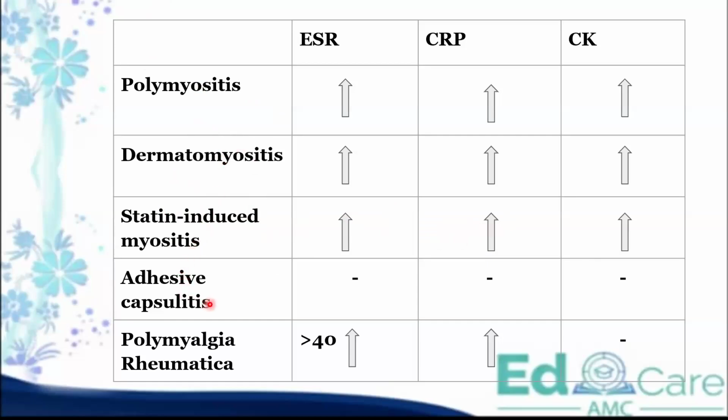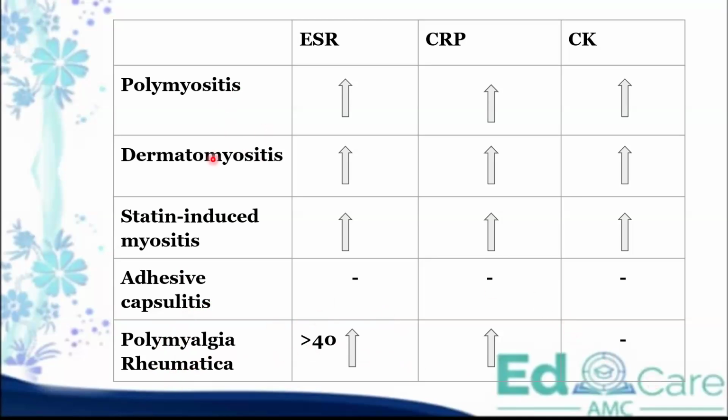Adhesive capsulitis, we'll do it next. That has no changes on the investigations. And in polymyalgia rheumatica, you must remember their ESR and CRP are only elevated. It's a joint stiffness and pain. So remember, rheumatic means joints. So polymyalgia rheumatica is joint, they give a stiffness and pain of the joints, right? So as a result, your CK will be normal. So that's how you remember it.